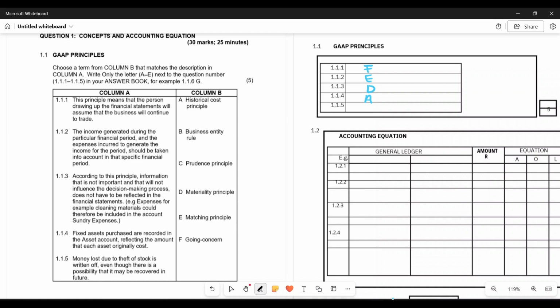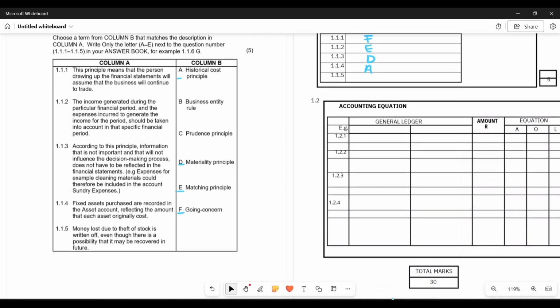So I chose F, I chose E, I chose B, I chose A. So now I'm left with these two, business entity as well as prudence.